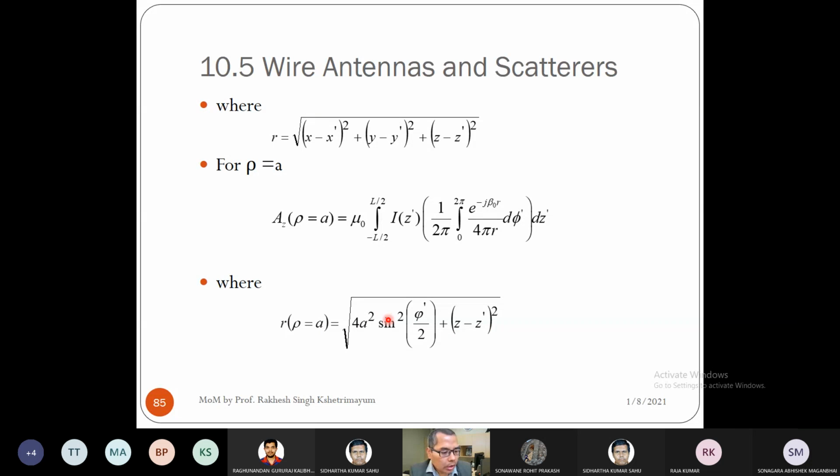Now I want to write everything in terms of polar coordinates. I don't want to use Cartesian coordinates. I have converted everything into polar coordinates, and this is the relation for the distance between the source and observation point in polar coordinates. Because I have done the integration over the polar coordinate d phi dash, I want to write R in terms of phi.